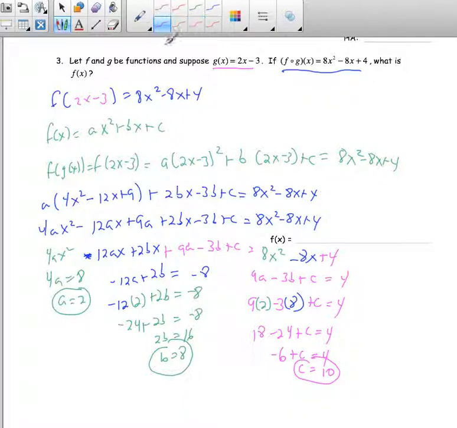And finally, we can state what f of x is. So f of x is equal to 2x squared plus 8x plus 10. And that's the outer function such that f of g of x is equal to 8x squared minus 8x plus 4.